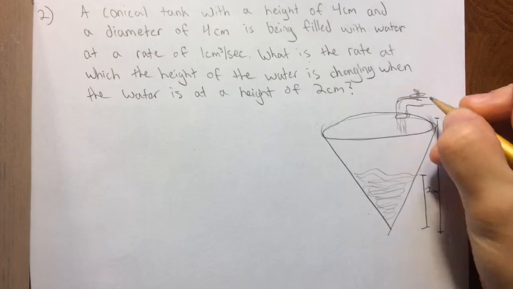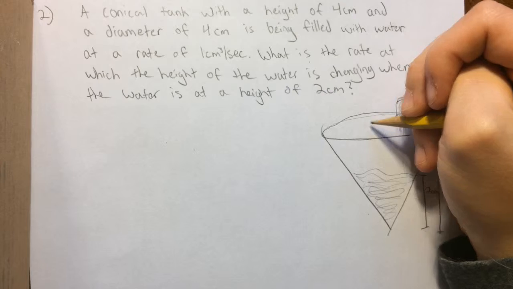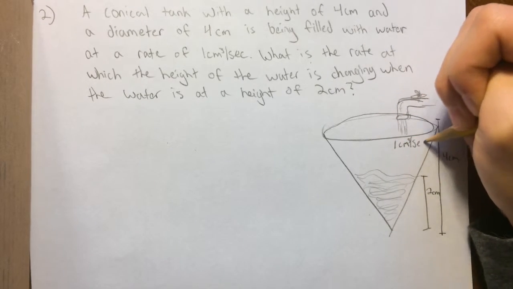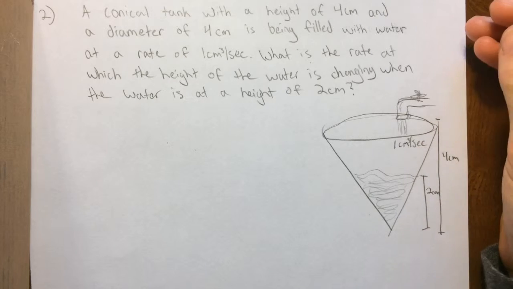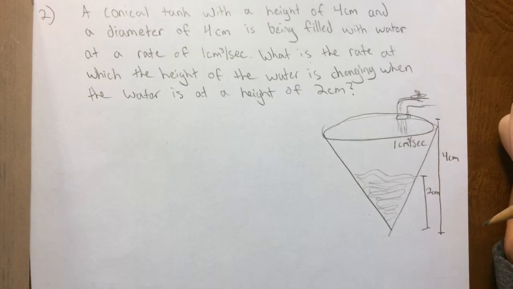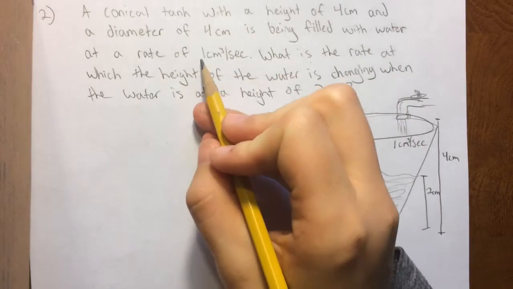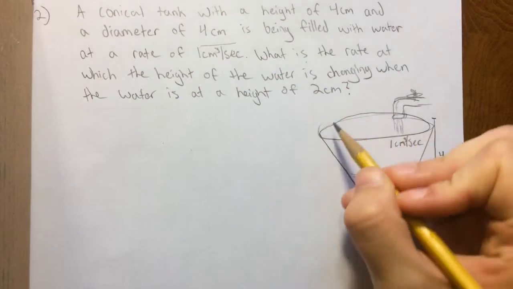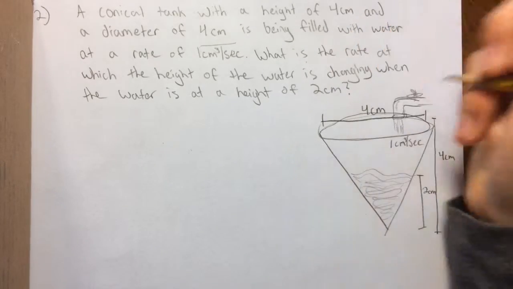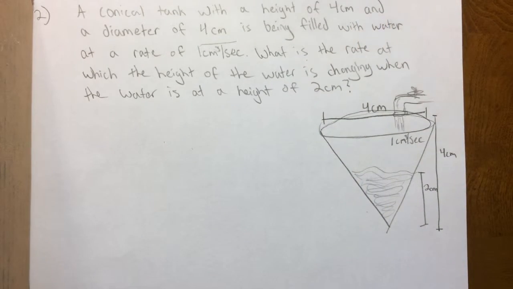We know that the rate at which water is entering the tank is 1 centimeter cubed per second, and it's cubed because it's a volume. We also know that the diameter is 4 centimeters.